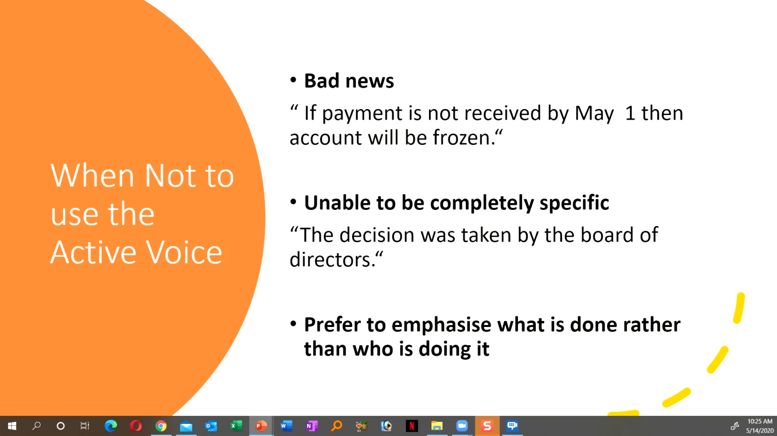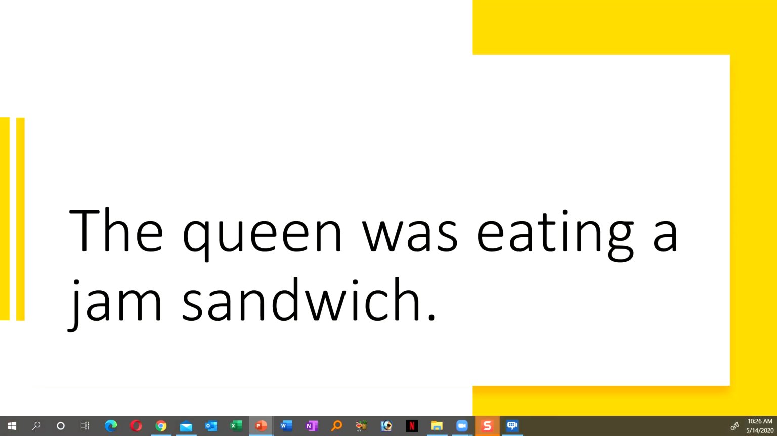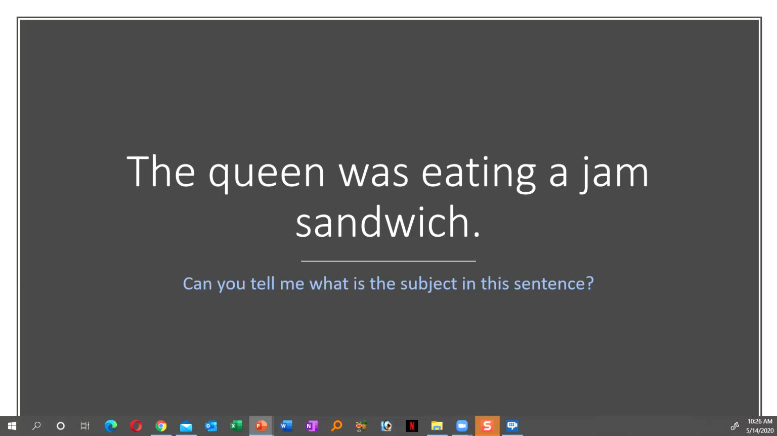All right, so I'll give you some examples now of what we're talking about when we're talking about passive versus active voice. So here's a sentence. The queen was eating a jam sandwich, right? Can you tell me what the subject is in this sentence? What is the subject in this sentence?